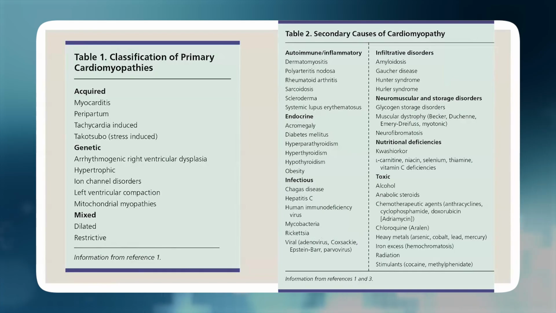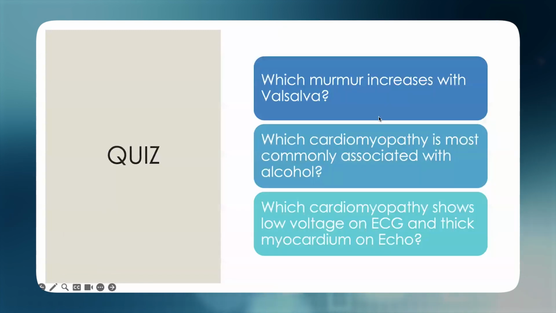Infectious causes like Chagas disease, hepatitis C, and HIV can all present as cardiomyopathies, but they are rarer. Among toxic causes, alcoholic cardiomyopathy and anabolic steroid use are quite common and found in regular hospital admissions as well. Nutritional deficiency: kwashiorkor, L-carnitine, niacin, selenium, thiamine, and vitamin C deficiencies we can find. So I'll move on.